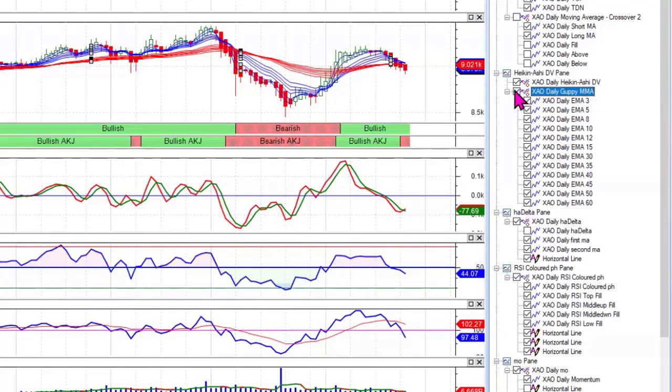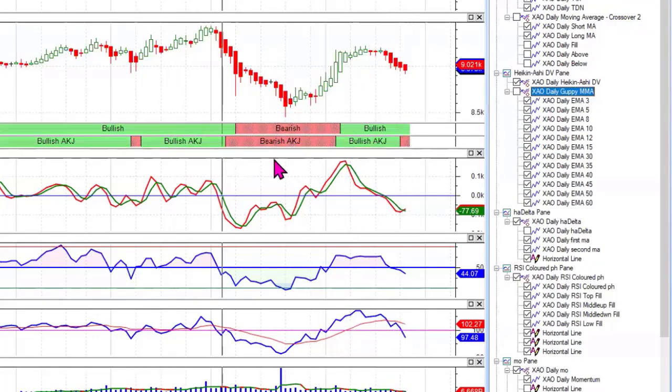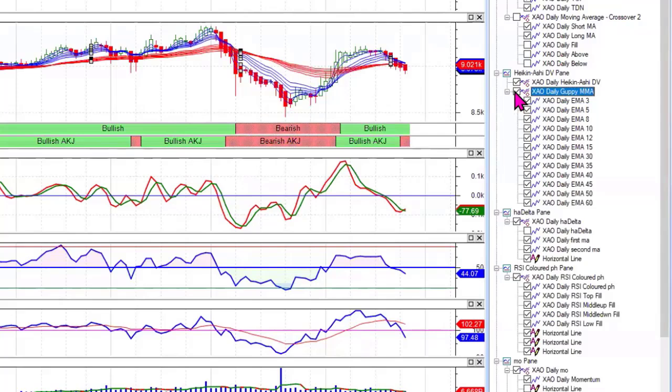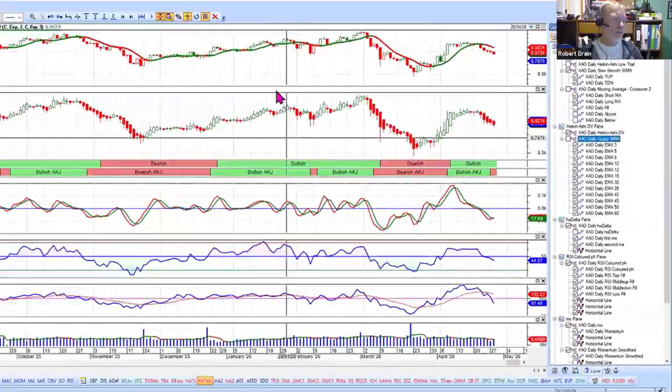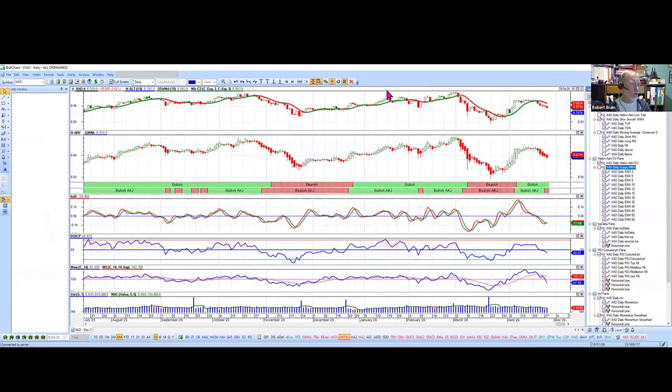On this particular template, while I'm using the ribbon that was developed from the Guppy, actually having the Guppy in there I think just confuses the chart. There's just too much on that panel altogether. So just turn it off. And that forces you to learn how to use the Guppy multiple moving average ribbon, how to read it.